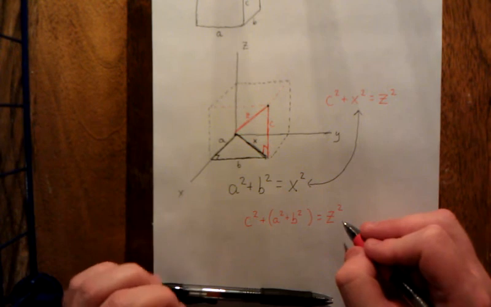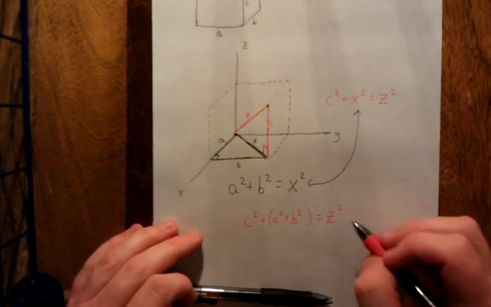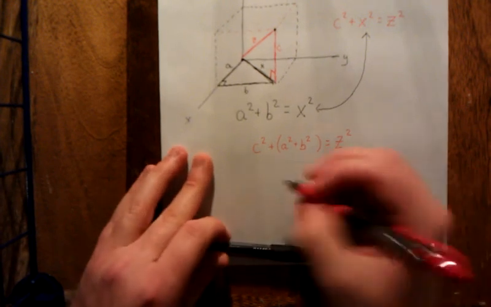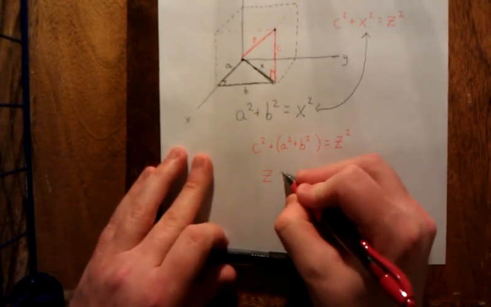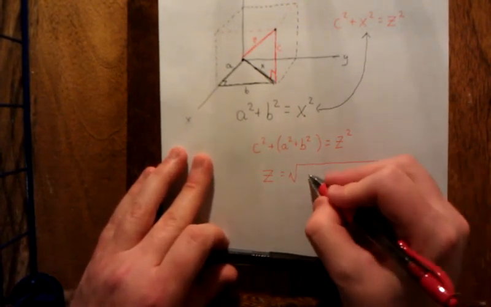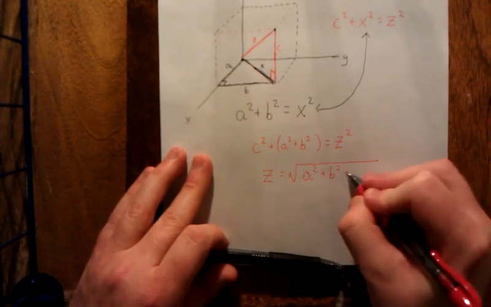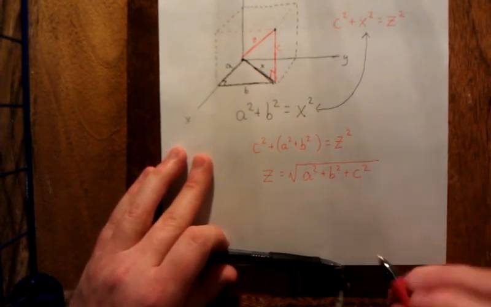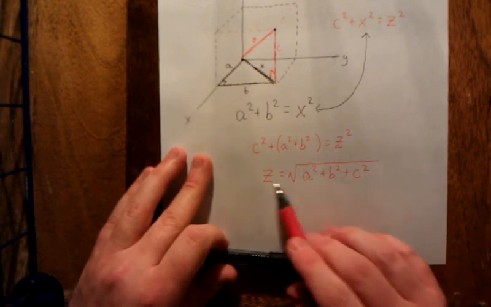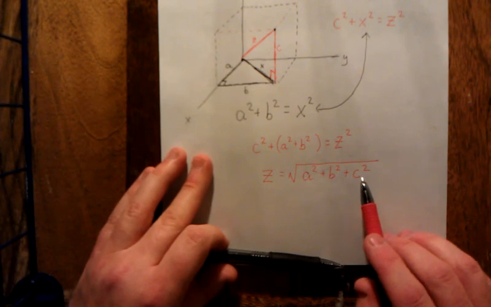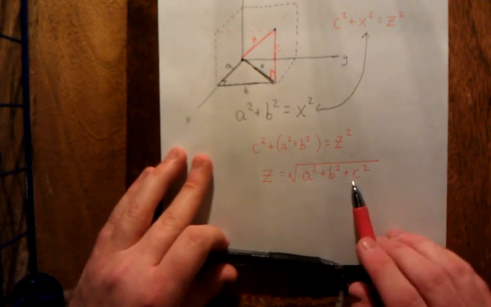Now we are, of course, interested in solving for the distance z. To get rid of our square, we take a square root of both sides, which means that z is equal to the square root of, and I'm going to reorder it so that it's in alphabetical order. What we wind up with is that z is equal to the square root of a squared plus b squared plus c squared, where a, b, and c are the three dimensions that were given to you in the problem.